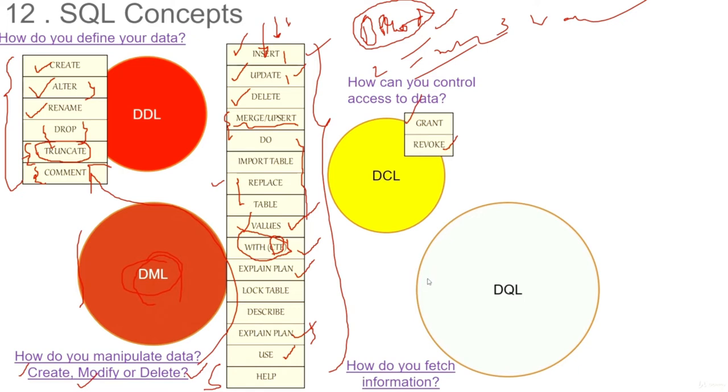Now the next thing is data query language, or DQL. We designed our tables, we modified our data, we granted permissions, but if we don't use it, what's the point of doing all this, right? So DQL helps us fetch data from the database, and the most common and universal construct is your select. You select whatever information you want from whatever objects you want, with specific conditions, right?